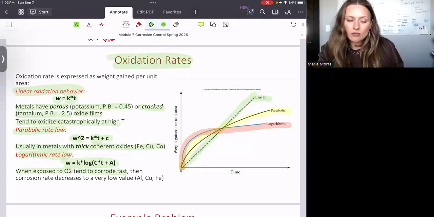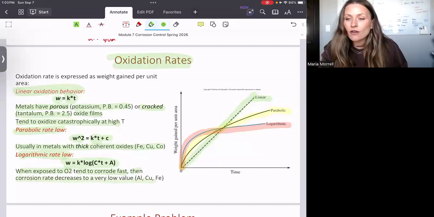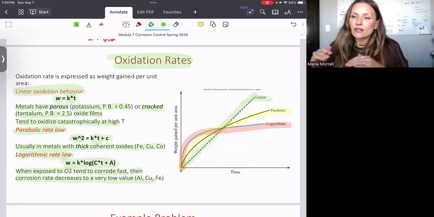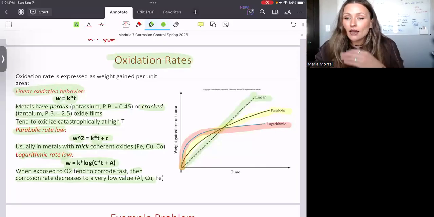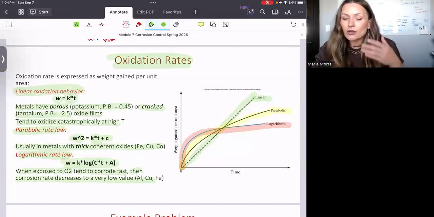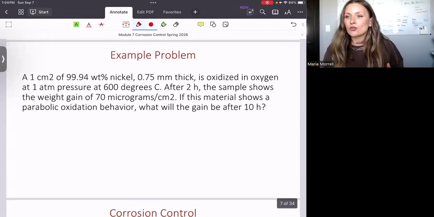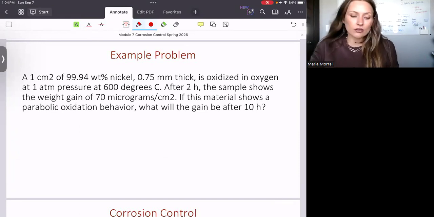So I'm looking at the logarithmic curve. And then the corrosion rate decreases to a very, very low value. And you see that there's like a plateau. As time goes by, there's very, very minimum generation of material, right? And this happens with aluminum, copper, iron as well. Let's look at the example problem that you may encounter within this course with respect to the corrosion rate, okay?